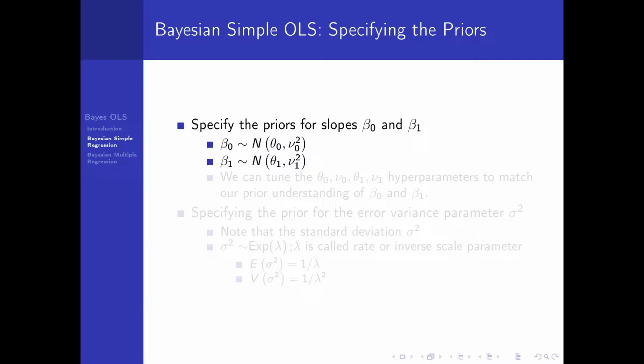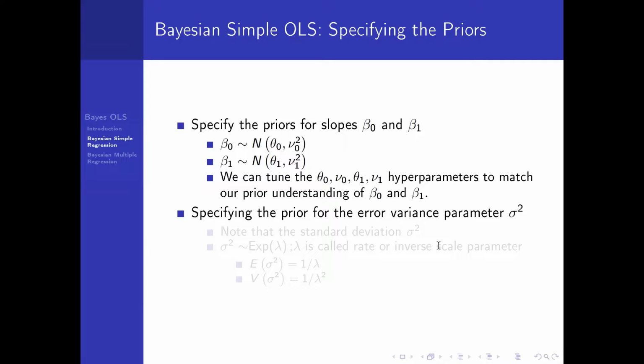We call theta 0, nu 0, theta 1, nu 1 hyperparameters because they're parameters of the parameters to be estimated. And we can tune these hyperparameters to match our prior understanding of beta 0 and beta 1. In a lot of cases, we assume noninformative priors. That is, usually we say 0, and then for nu square, we give a very large number, to assume having no prior knowledge about these parameters.